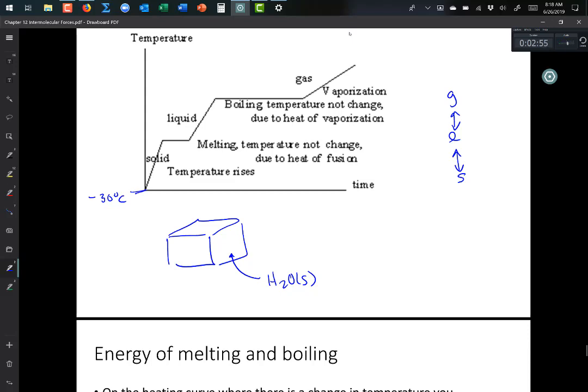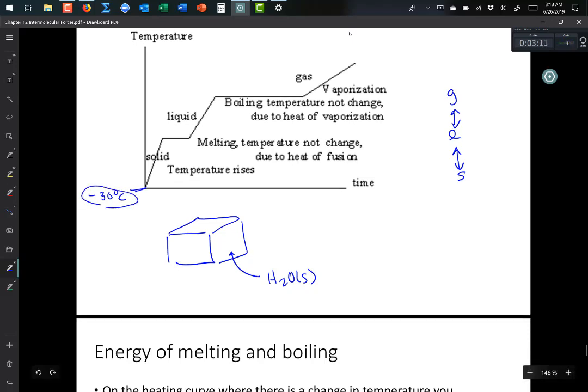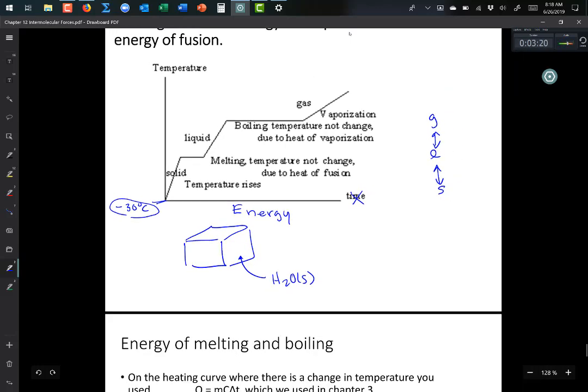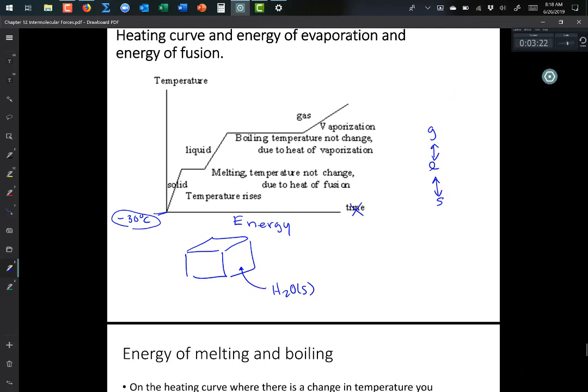An ice cube from a freezer is below its freezing point. And in order for you to get it to melt, you actually have to warm it up. So you're starting here at minus 30 degrees Celsius and you add energy to it. This is energy on this axis. It says time, but I'm going to change that to be energy. And then as you heat it up, the temperature goes up.